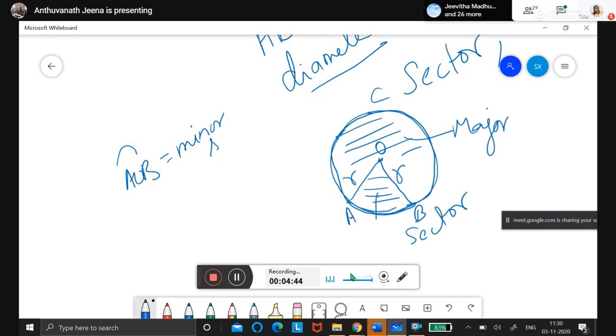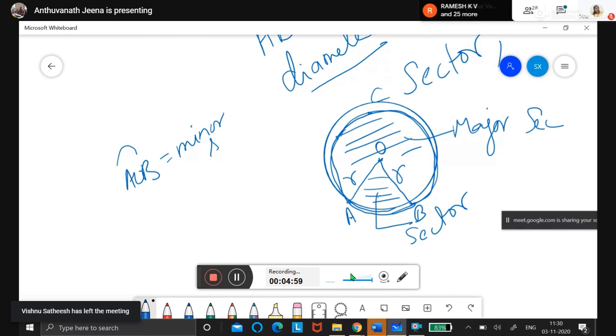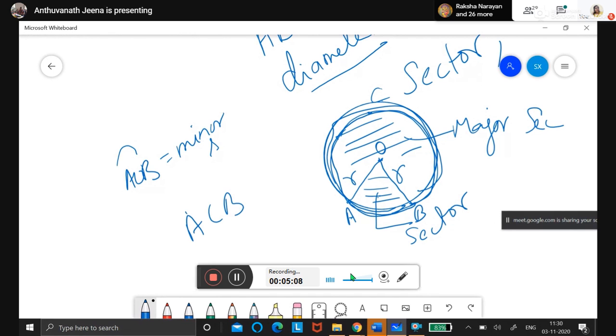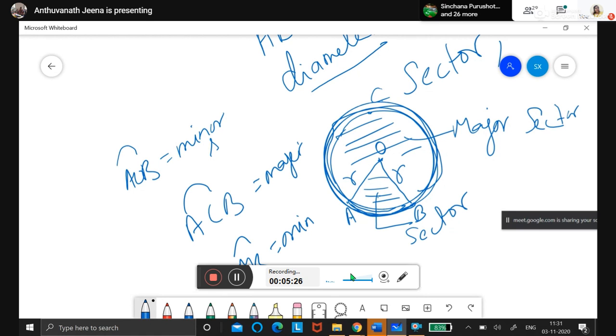So understand, the small region enclosed by 2 radii is the minor sector. The part which occupies the major space by the circumference is the major sector, again enclosed by two radii and a major arc. This is the major arc, that is the minor arc. ACB is a major arc, and arc AB is a minor arc. When it is the space occupied by the minor arc, we call it a minor sector. When it is the space occupied by the major arc, we call it a major sector. That's all.